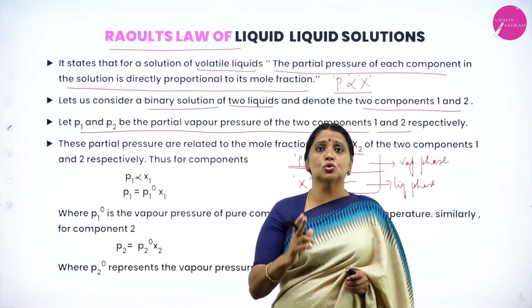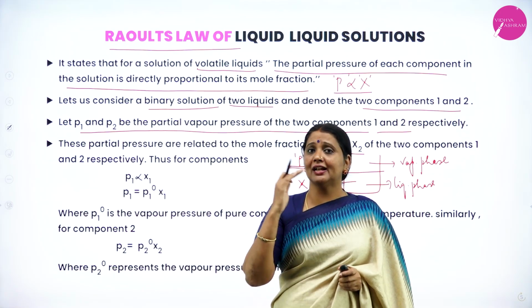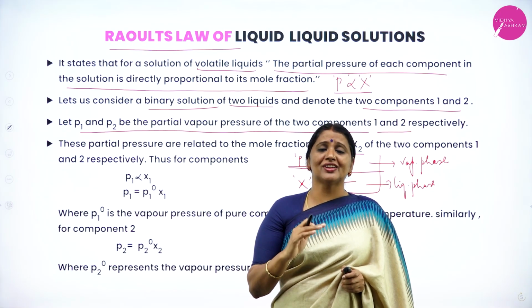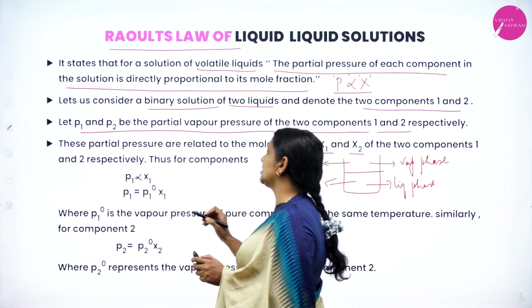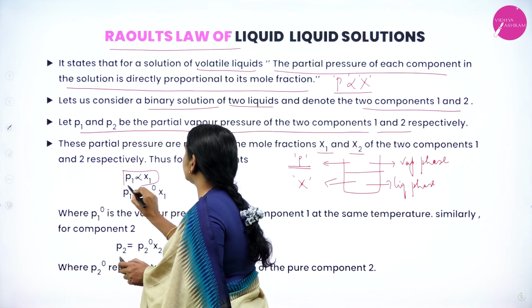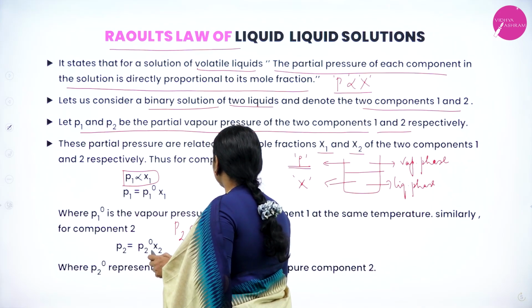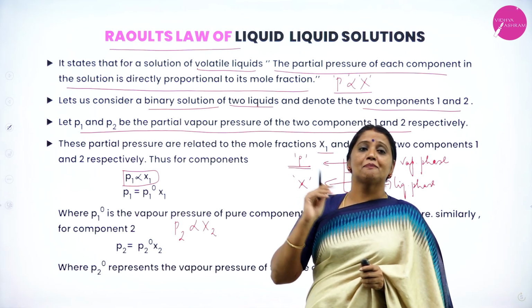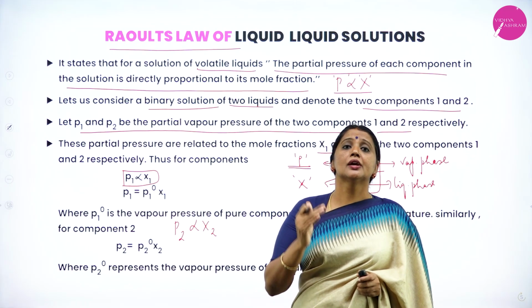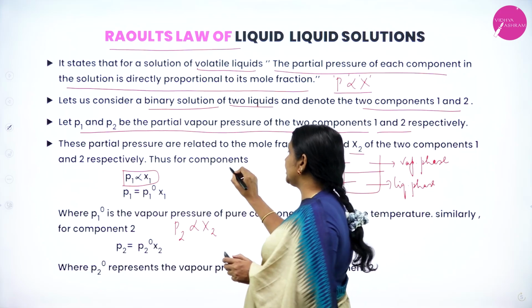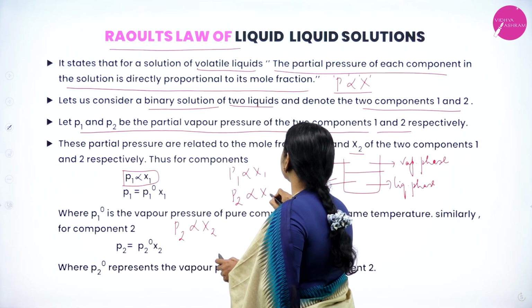Let us consider two components, component 1 and component 2. They have partial pressures P1 and P2, and mole fractions X1 and X2. According to Raoult's law, P1 is directly proportional to X1 and P2 is directly proportional to X2. Partial vapor pressure is directly proportional to the mole fraction.